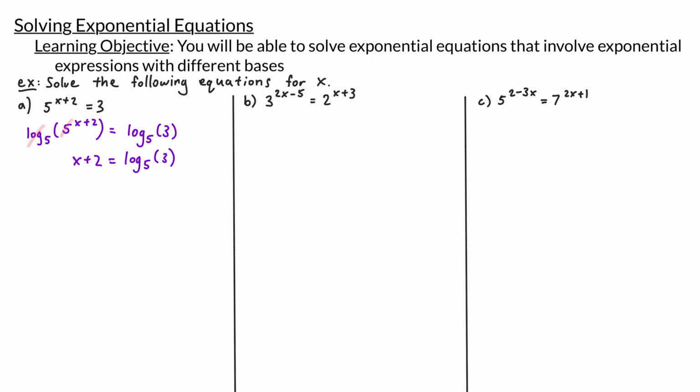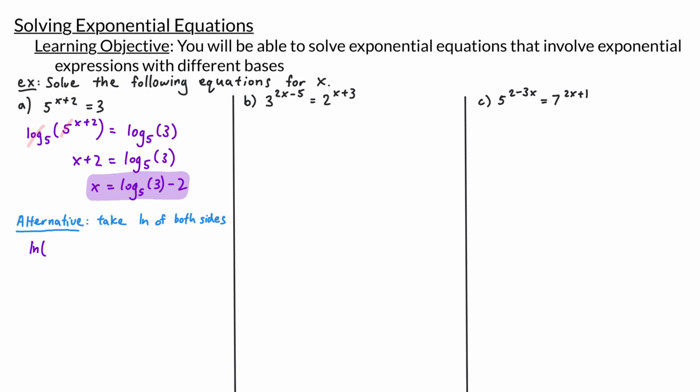So to solve for x, all we have to do now is subtract 2 from both sides. So x is equal to log with base 5 of 3 minus 2. So this is one approach for getting our answer. A second approach to solve our equation is to take the natural log of both sides rather than the log with base 5. Let's see what our equation would look like if we do this.